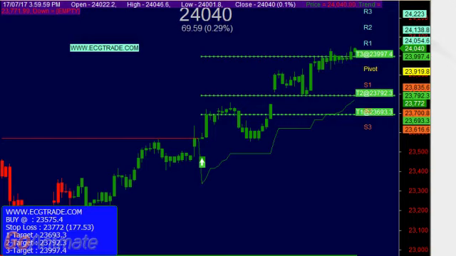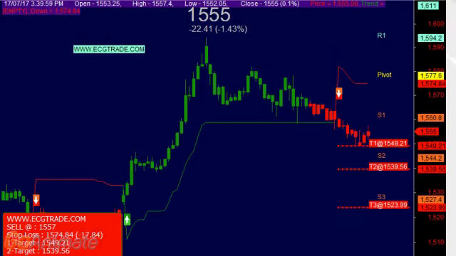At the time of buying, the stop loss line will be in green color. As soon as the market goes up, the line will go upwards. And at the time of selling, the trailing stop loss line will be in red color. And when the market goes down, the line will come from upwards to downwards.